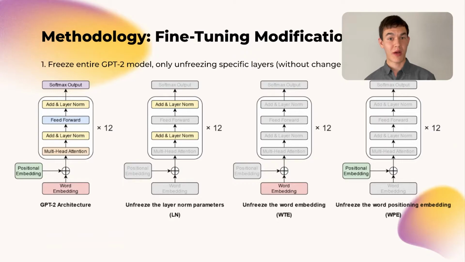Next, we took the publicly available GPT-2 language model and made one or more of the following modifications. On the left, you see a diagram of the original GPT-2 transformer architecture for reference. By default, all of the layers were frozen so that they wouldn't be changed during the fine-tuning process. Next, we unfroze one or more of the following layers. For example, we could unfreeze the layer norm parameters. We could unfreeze the word embeddings, or we could unfreeze the word positioning embeddings. Now again, we could do one or more of these combinations.